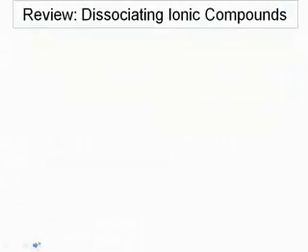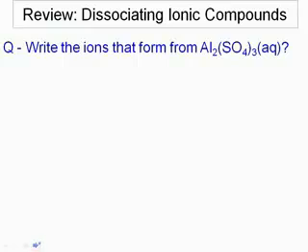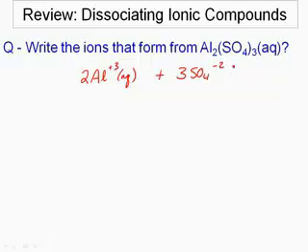All right, so let's just go back a little bit and make sure we're understanding some of the basic things we have to do to write the net ionics. The first thing is, let's review how we're going to dissociate ions. If I have aluminum sulfate, remember that's going to give me 2 aluminum ions plus 3 sulfate ions. Okay, I put the charge in, and then I also put that they are aqueous.